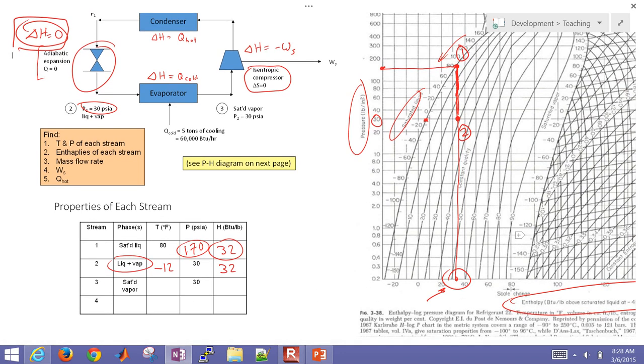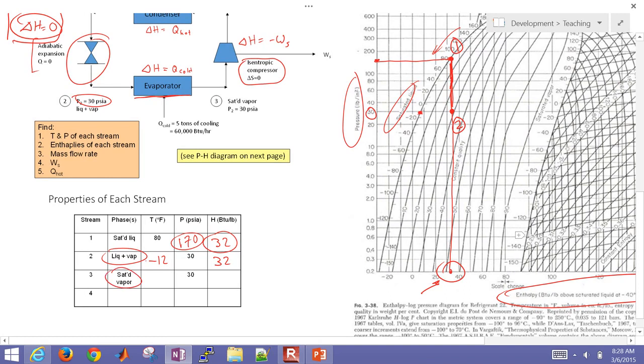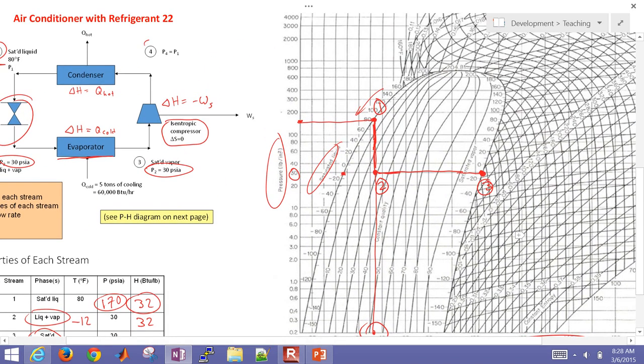Okay, and then we are going to evaporate this. We're going to extract the heat from whatever environment, an automobile interior, a home, a refrigerator. We're going to extract that heat and let this boil. So we're going to go to saturated vapor. It's going to be the same pressure, and so that means I'm just going to come over on this line until I reach saturated vapor, and that's going to be point number 3. So I go 1, 2, 3. Now I need to get to 4. I need to get my fourth one.